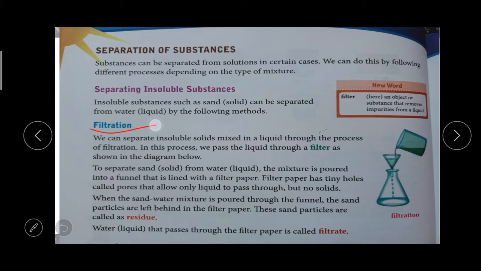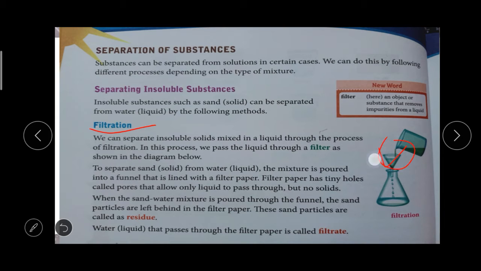The first method is filtration. In this process, we separate the insoluble substance from the liquid. See here, they are using a filter to filter the solution. They have mixed sand with the water, and the mixture is poured into a funnel.